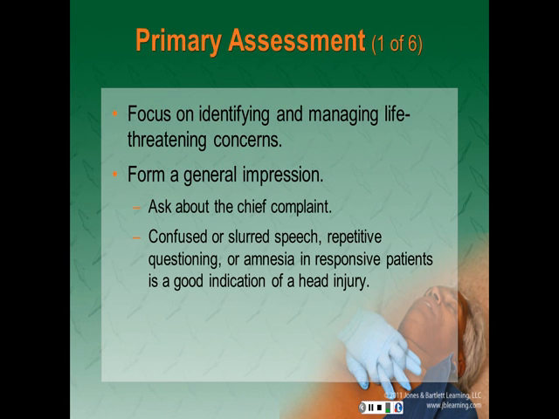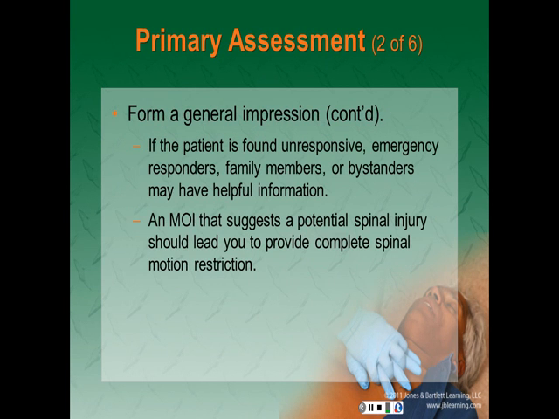Primary assessment. We should focus on identifying and managing the life-threatening conditions. Form a general impression and ask about the chief complaint. If the patient is responsive, you may begin by asking some of the following questions. What happened? Where does it hurt? Does your neck or back hurt? Can you move your hands or feet? Did you hit your head? Confused or slurred speech, repetitive questioning, or amnesia in responsive patients is a good indication of a head injury. Assume your patient has a head injury until your assessment proves otherwise.